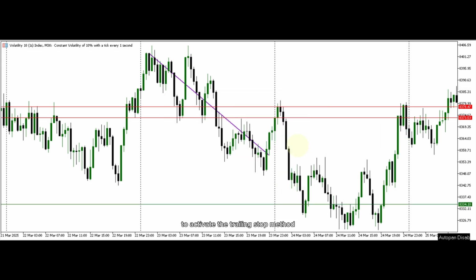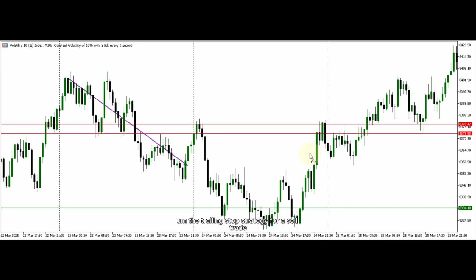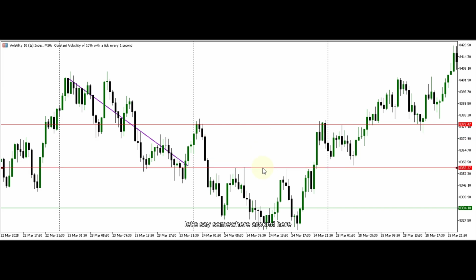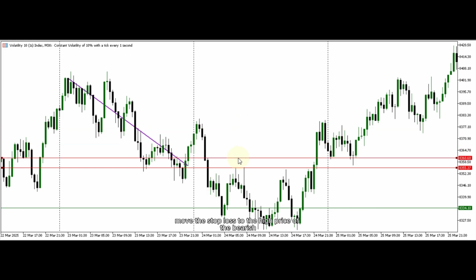To activate the trailing stop method, the trailing stop strategy for a sell trade. For example, let's say the market got to 1:3, let's say somewhere around here. Immediately the candle that got to 1:3 closes, move the stop loss to the high price of the bearish candle.